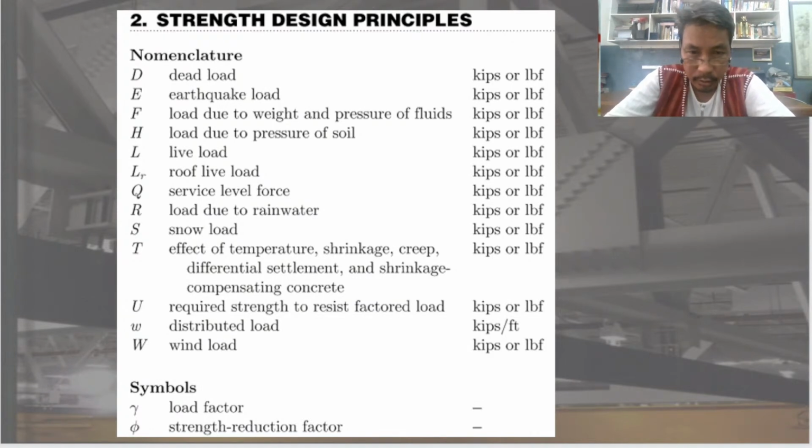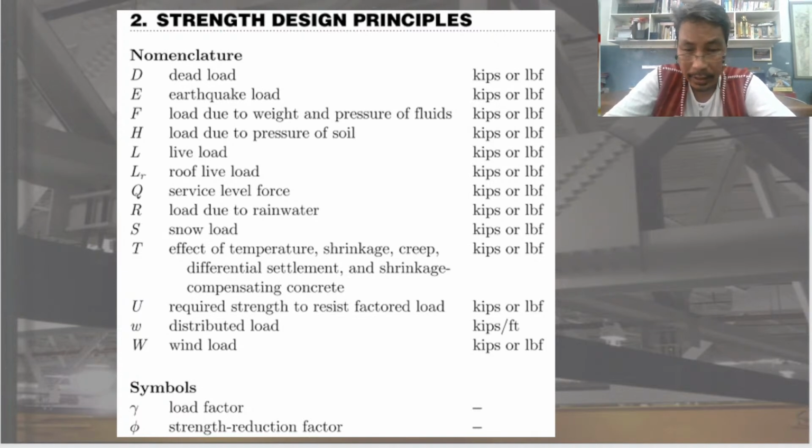R, let us use that to represent rainwater. So for rainwater load, we are going to use R. We will not use S for that, that is for snow. We will use T to represent effect of temperature. In addition, shrinkage, creep, differential settlement, shrinkage compensating concrete, and so on. I have to tell you again that these symbols are general in nature, meaning they could be used in timber design, reinforced concrete design, or steel design.